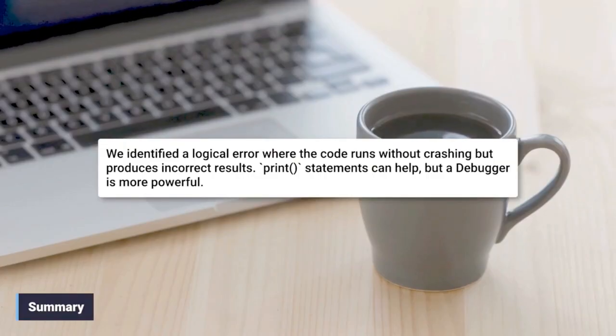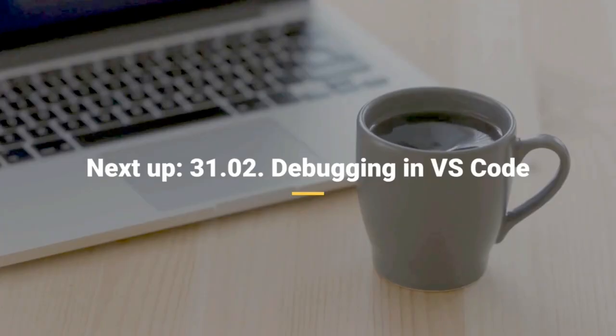To summarize, we have a buggy script that needs fixing. Instead of guessing, we should use a professional tool to inspect the code while it runs. Our next lecture, 31.02, Debugging in VS Code. See you there.